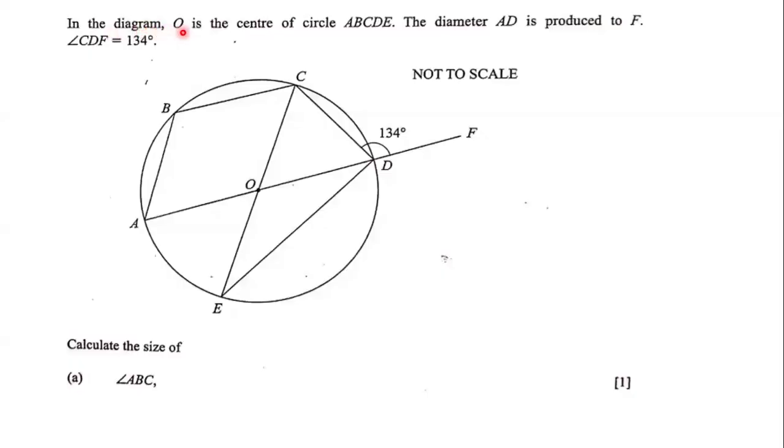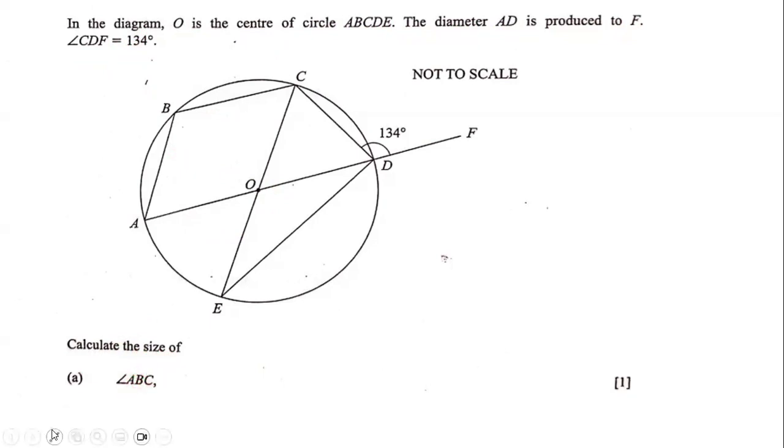In the diagram, O is the center of the circle ABCDE. The diameter AD is produced to F. Angle CDF is equal to 134 degrees. And so here we have this diagram, and our goal is to calculate the size of angle ABC. So they want us to figure out what is the size of angle ABC.